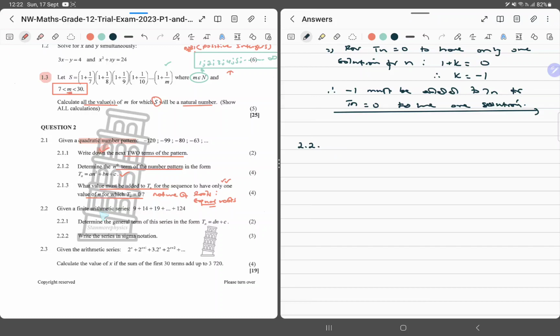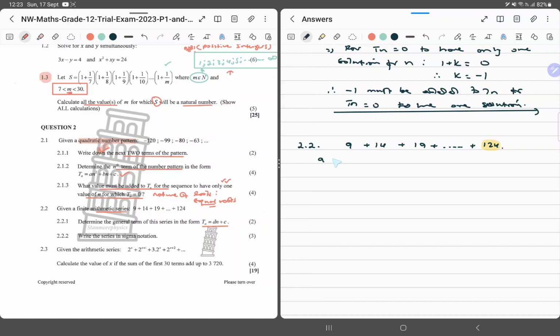We are given an arithmetic series, okay? So this is 9 plus 14 plus 19 plus ... plus 124. And as you can see, this is the last term. So that's good. So now it says determine the general term of this series in the normal linear form or standard linear format.